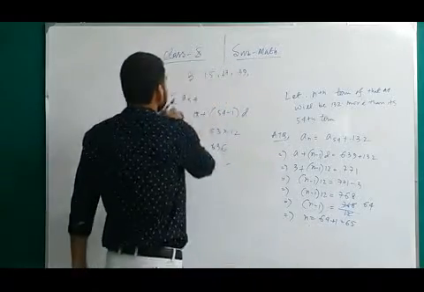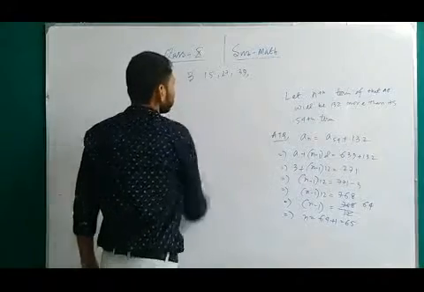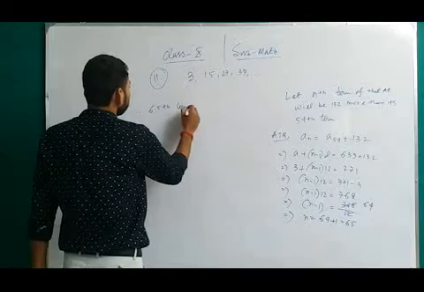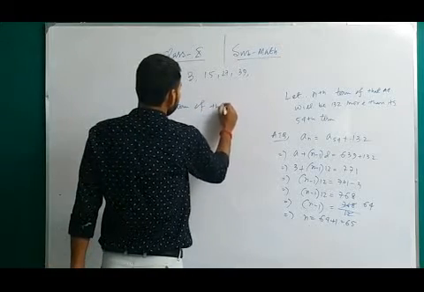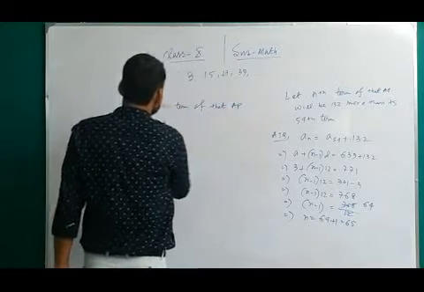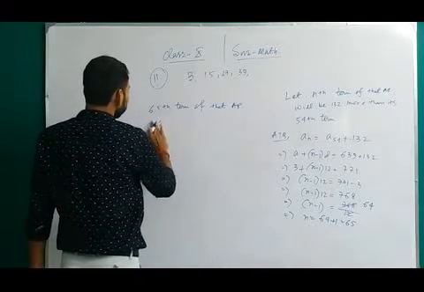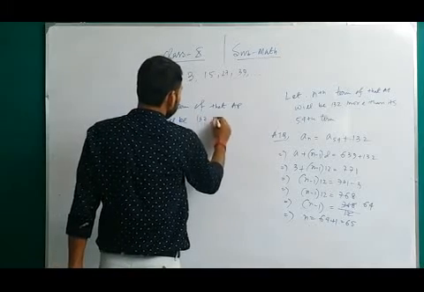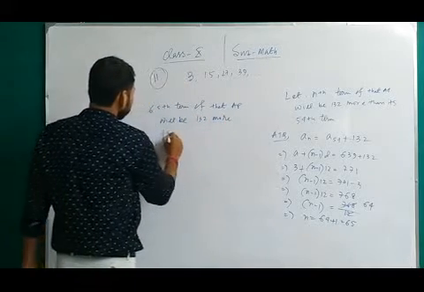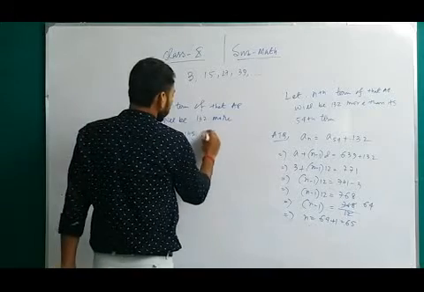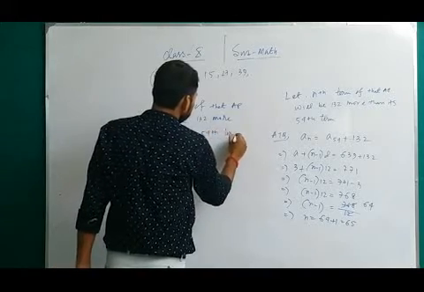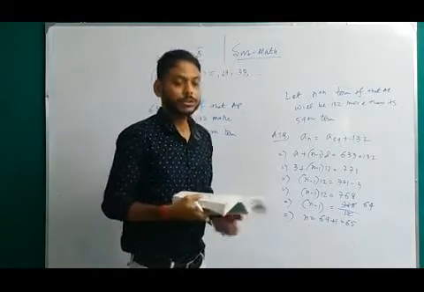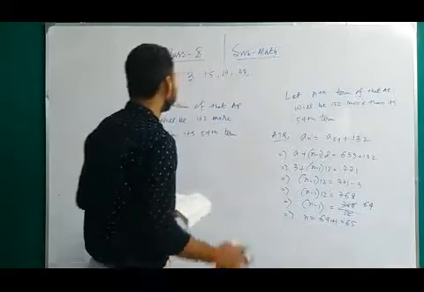Therefore, we may conclude here the 65th term of that AP will be 132 more than its 54th term. So this is our question number 11. Now we will move to question number 12.